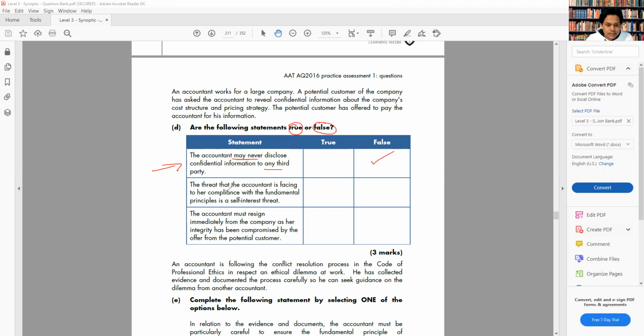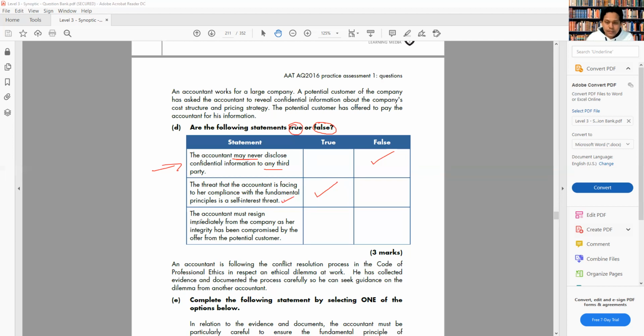The threat that the accountant is facing to her compliance with the fundamental principle is a self-interest threat. So here, what is the threat? They are saying I'll give you some money if you give me some information. Someone is offering me money, saying I'll pay you for that. So my self-interest is involved. If self-interest is involved for any reason, we have to consider that. Yes, my self-interest is involved because I would give the information if I get some money. So this is the threat.